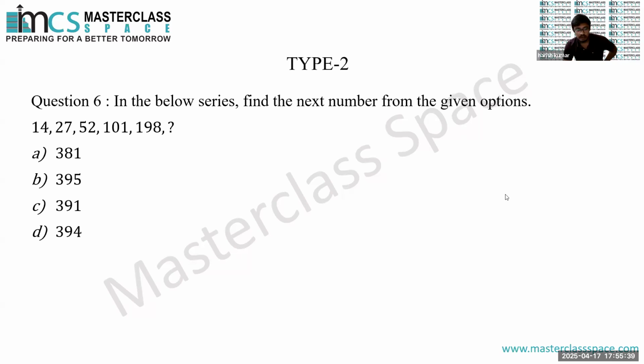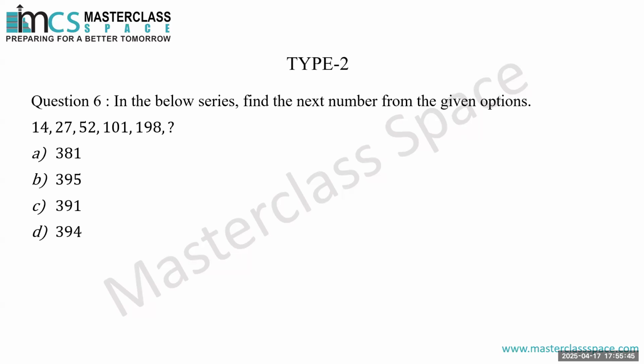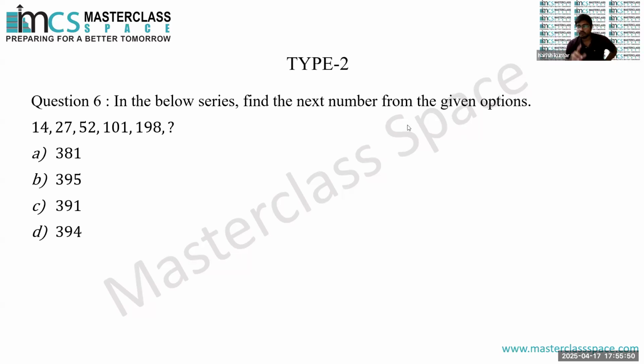Whatever statement I said, is it correct? Yes, sir. Because 14, 27, 52, right? So 27 is somewhere near the multiple of 14. 52 is somewhere near the multiple of 27. 101 is somewhere near the multiple of 52, and 198 is near the multiple of 101. Do you agree with this statement?